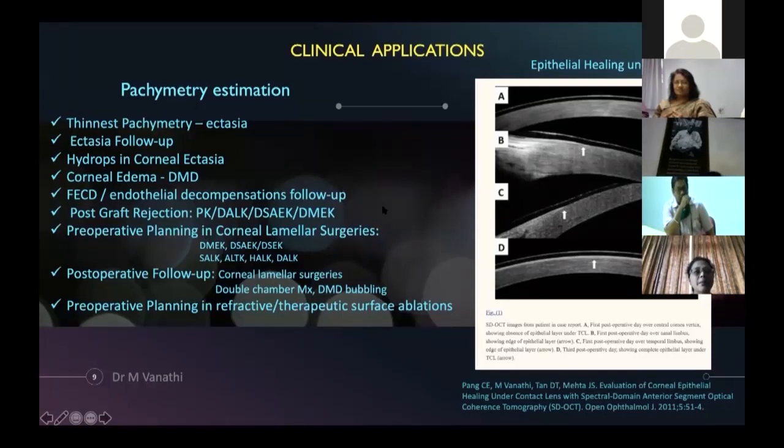When you want to pick up early rejections, especially in lamellar surgeries, DALK, DSAEK and DMEK here, in preoperative planning of lamellar surgeries, both endothelial and anterior lamellar surgeries. In postoperative follow-up of these lenticule sizes, their edema, how the edema is going out, how it is settling, the presence or absence of double chambers in the event there is an edema, and the presence of Descemet's membrane, and how the Descemet's membrane detachment behaves following bubbling procedures, and of course in DMEK as well.